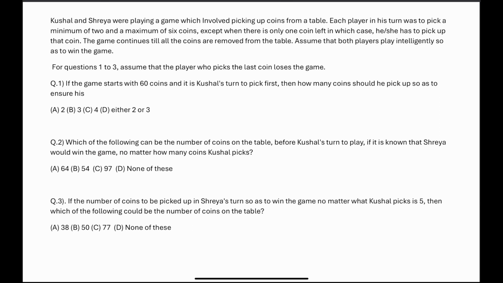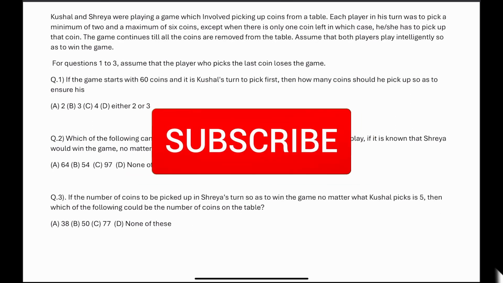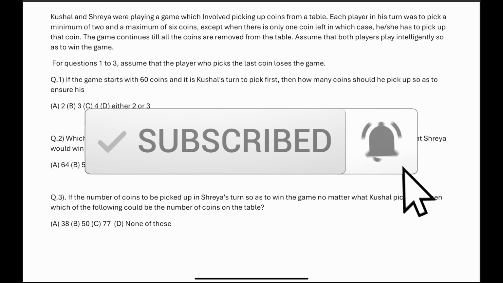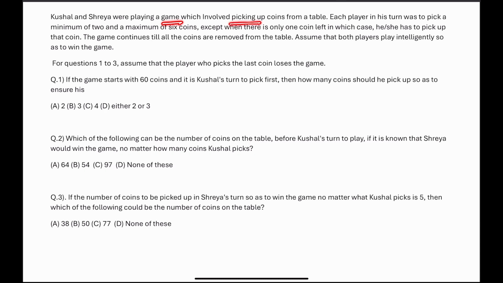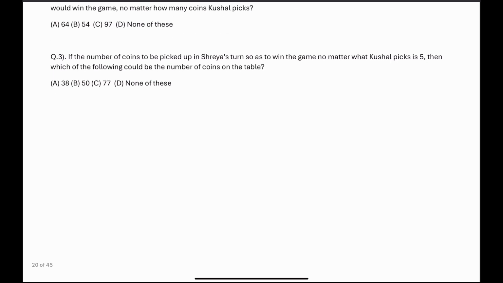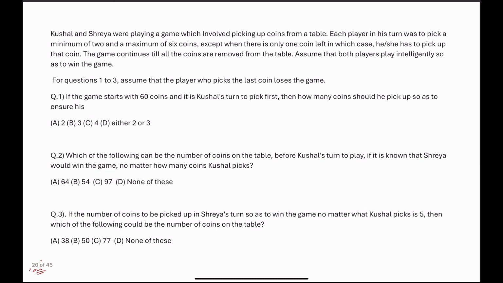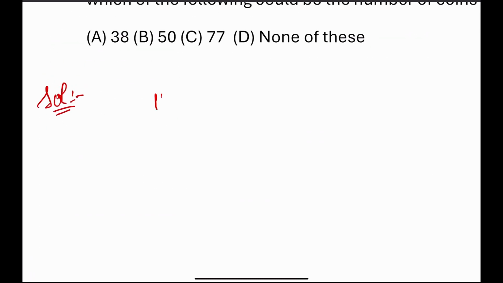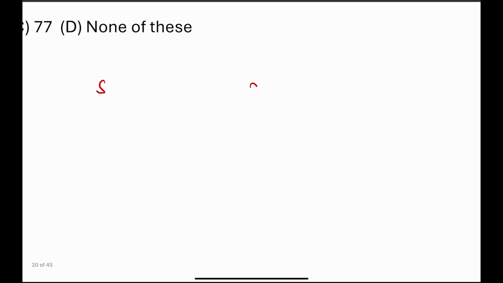Now we will start the next set. In continuation, let's solve the next question. Kushal and Shreya were playing the game involving picking up coins from a table. Each player in his turn was to pick a minimum of 2 and a maximum of 6 coins. So as we are getting the information, let's pen it down. Two players, Kushal and Shreya, and the rule is they have to pick a minimum of 2 and a maximum of 6 coins.